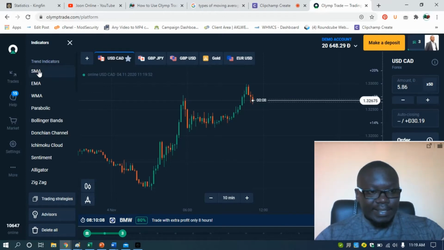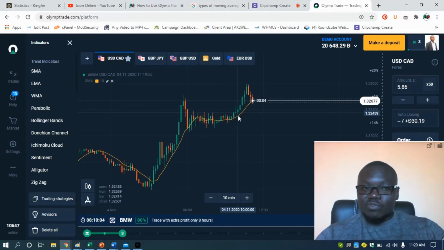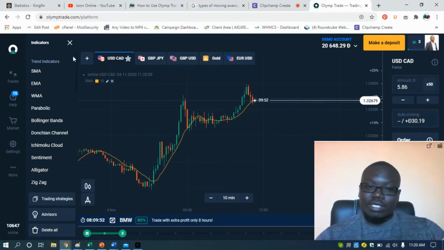To set SMA on this chart, just click on this sign. Go ahead and click on SMA on the right sidebar. Click on it once and you'll see it form on your chart. We will begin with this one. Later on, as we introduce strategies that can be developed from SMA, we'll introduce another SMA.